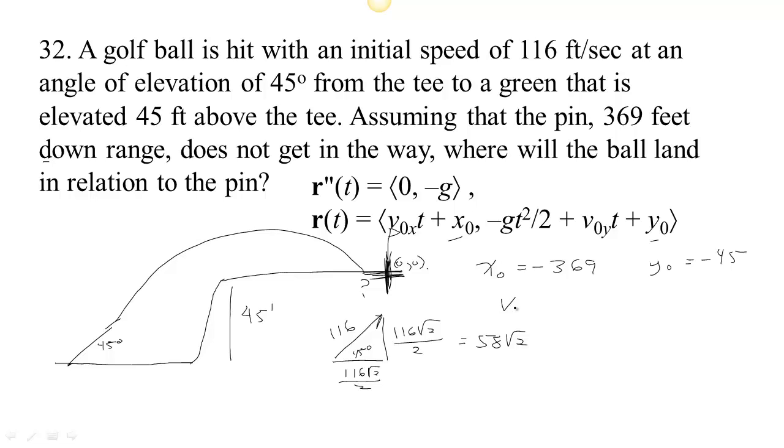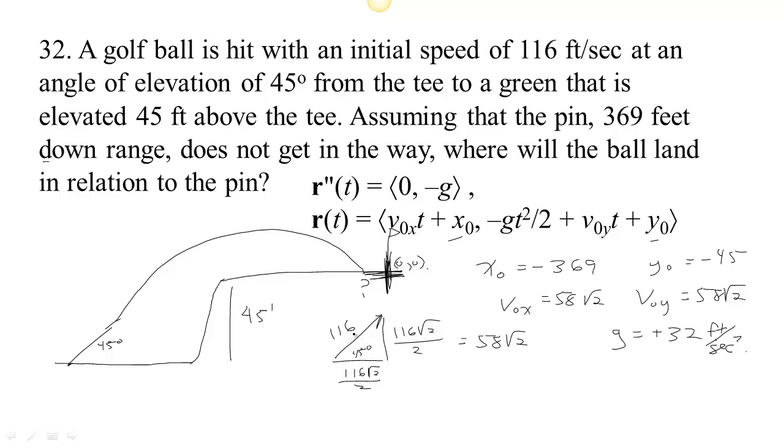So now we know that v naught x is equal to 58 root 2, and the initial velocity in the y direction, v sub 0 y, is also equal to 58 root 2. Now with that, we know everything that we need for our position equation. Because we're doing this in feet and seconds, g will be 32, since we set it up with a negative g. So g is 32 feet per second squared in this problem.